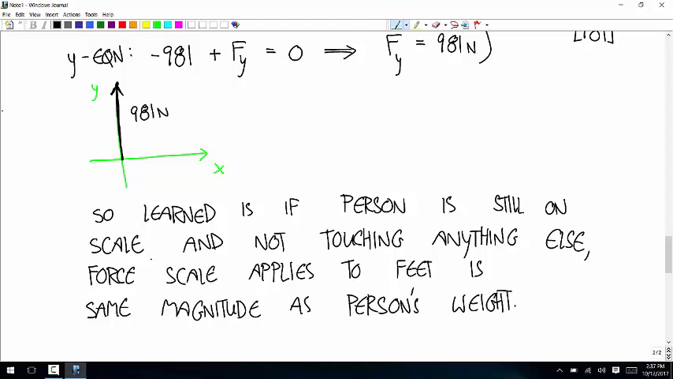Question? Yeah, so whenever there's just two forces, as long as there's no acceleration. Most of the time there's going to be acceleration in our problems, though. Yeah, if there's two forces and there's no acceleration, those two forces have to have the same magnitude and be opposite directions.